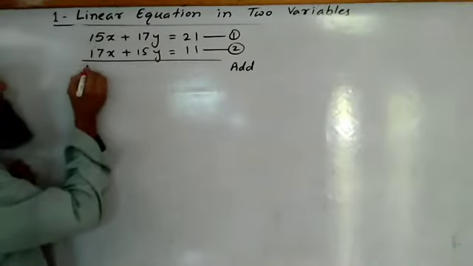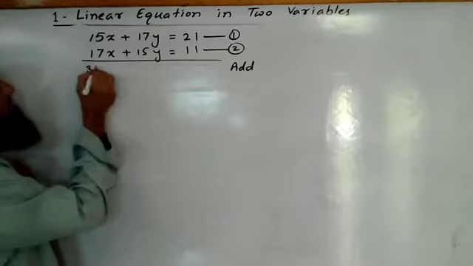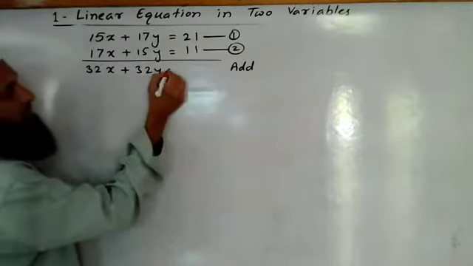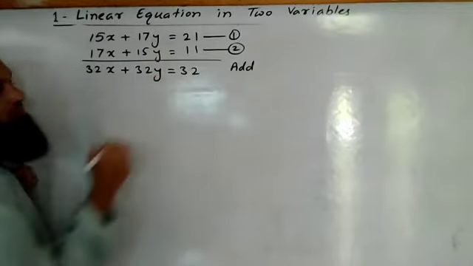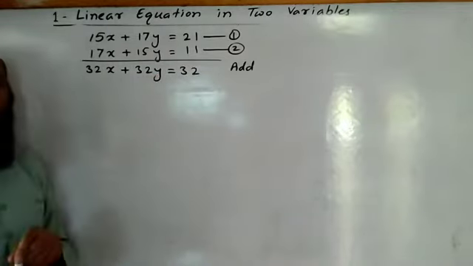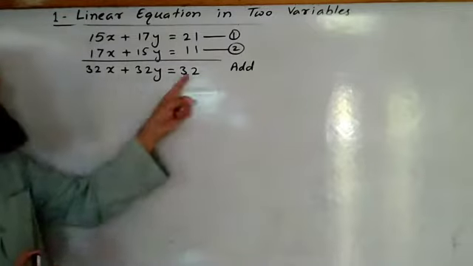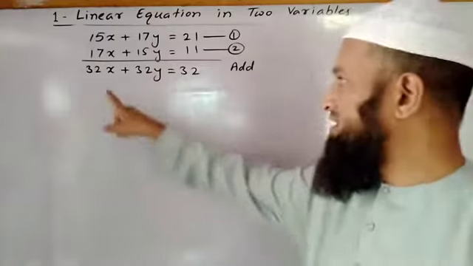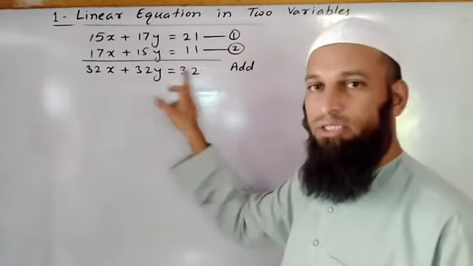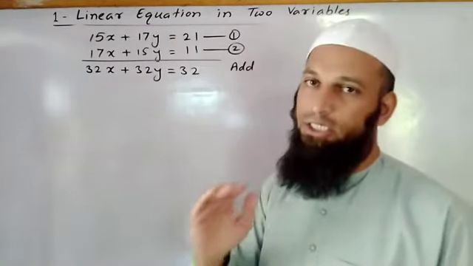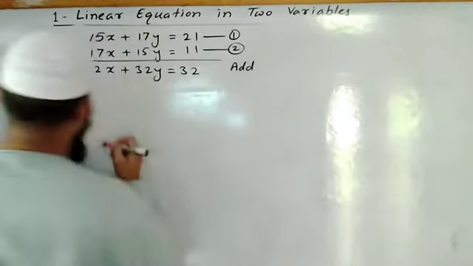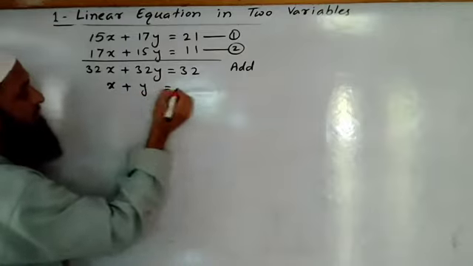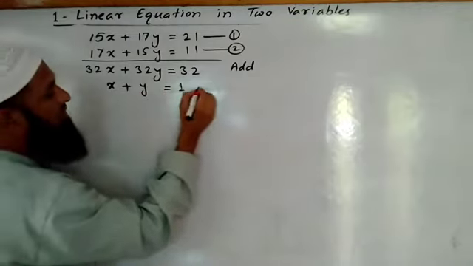So what do we get? 32x plus 32y is equal to 32. See this equation, in every term the coefficients are divisible by 32. So let's divide them by 32. What do we get here? x plus y is equal to 1. This is equation number 3.